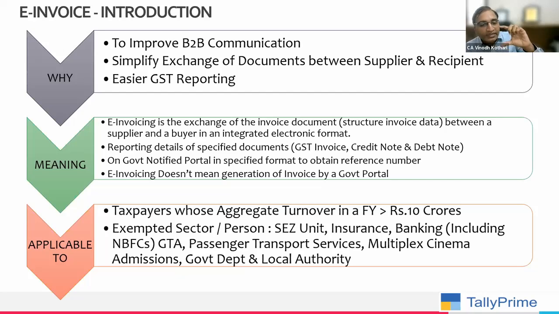So this aggregate turnover, in a nutshell, is the credit side of your trading and profit and loss account. Everything in the credit side of your trading and profit and loss account, which is taxable, which is exempted, everything will be included in your aggregate turnover.